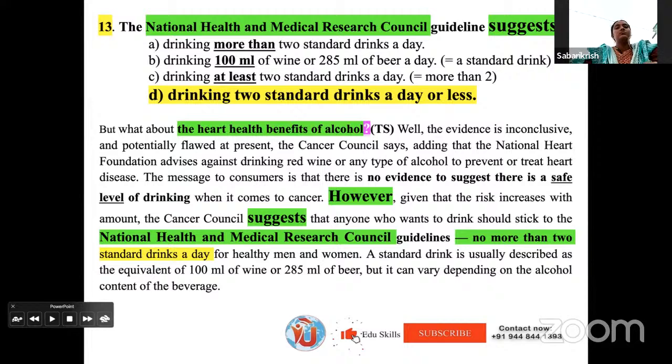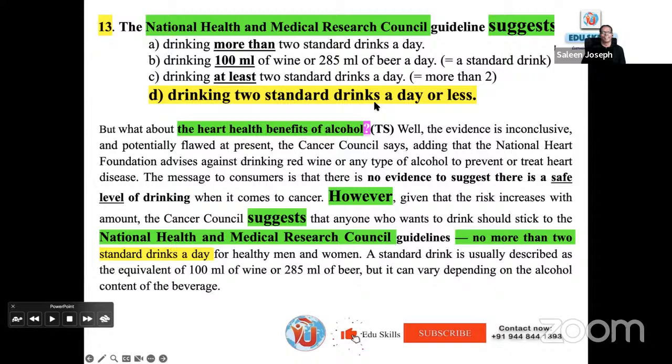First one is B, second one is D. D is drinking 2 standard drinks a day or less. Then third, C: drinking at least 2 standard drinks a day. Then drinking more than 2 standard drinks a day. See, from lower to higher, the scale is given. That's how the scale is understood. You will be able to understand. These are the tricks they play.